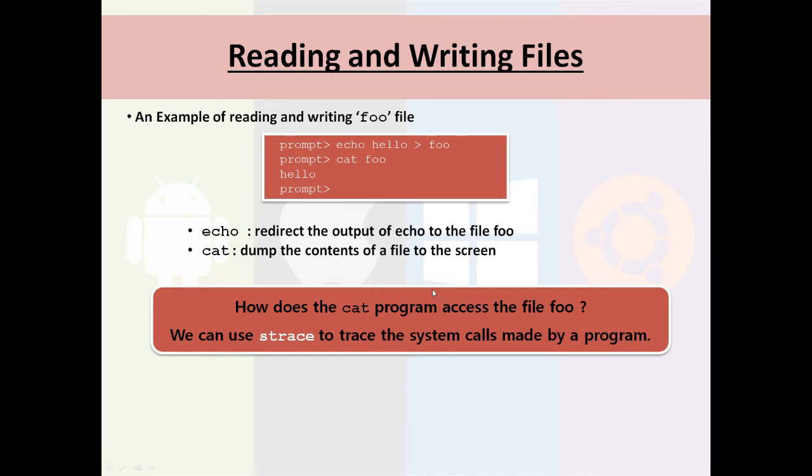Now here's that example for reading and writing. Here we're specifically reading and writing to the foo file. And we can actually use a couple of different commands in the terminal to perform this task. So echo redirects its output to the file foo, okay? And cat dumps the contents of the file to the screen. So if you say echo hello, it will store this text in foo. And if you say cat foo, it will take whatever's inside foo and write it to the terminal.